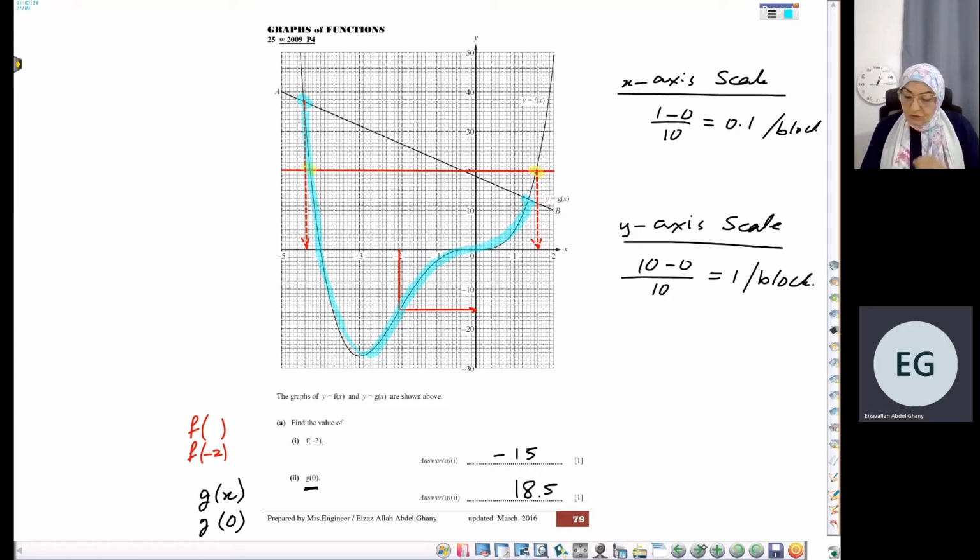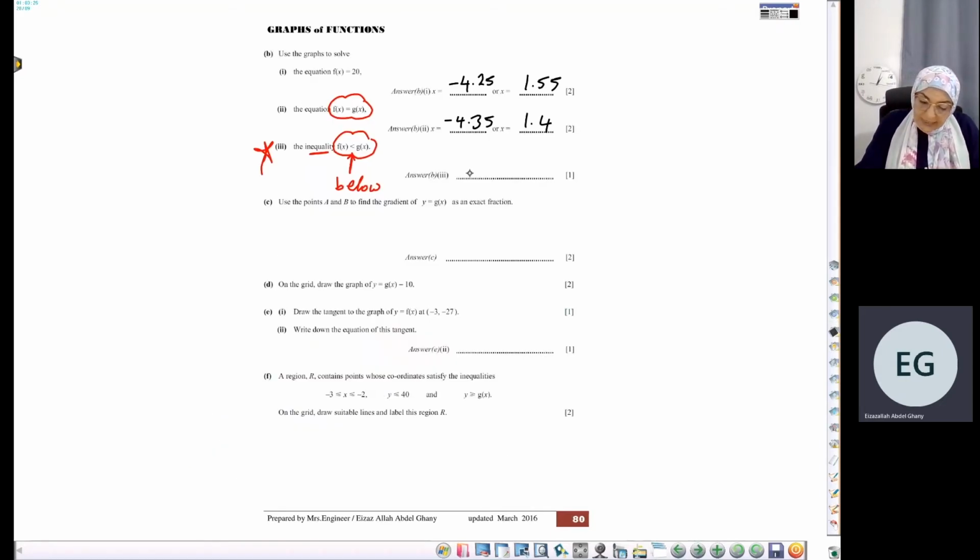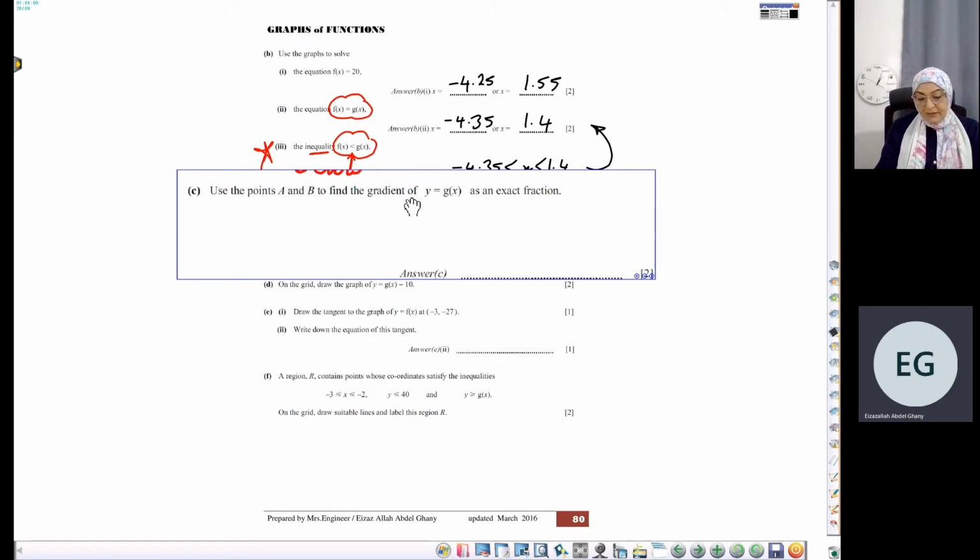Yes, but I need to read it as a range of values of x. You use the same answers you got before, but you will put it as an inequality. X ranges between the same values you wrote before: X ranges between -4.35 and 1.4. Remember, the 2 crocodiles are like that, and you have to arrange the values small, medium, large. And then use the points A and B to find the gradient of y equals g of x, which is the straight line, as an exact fraction, not decimal.